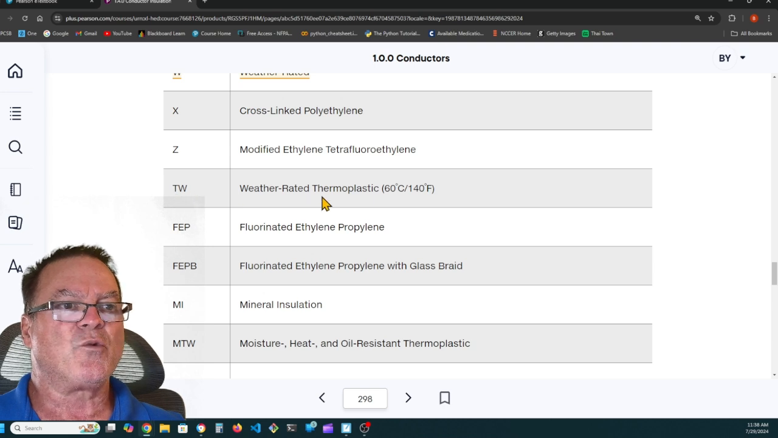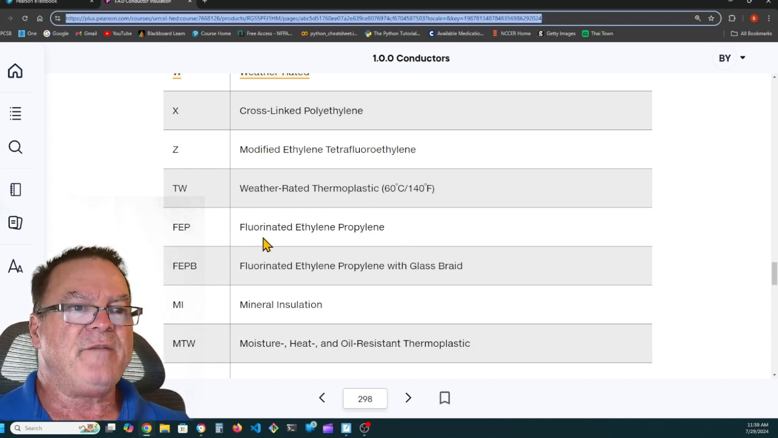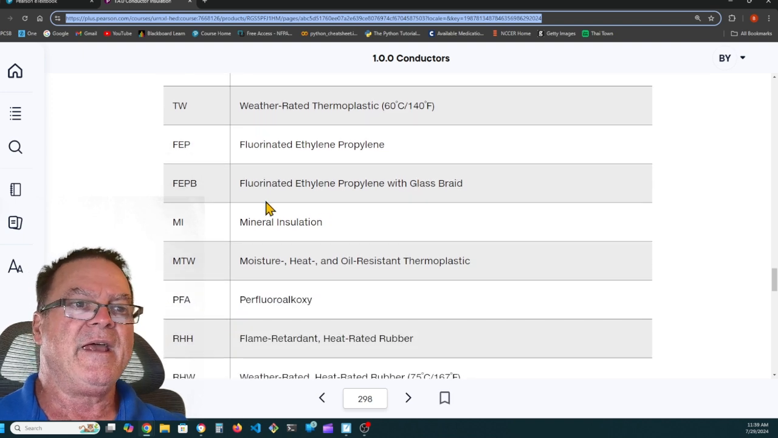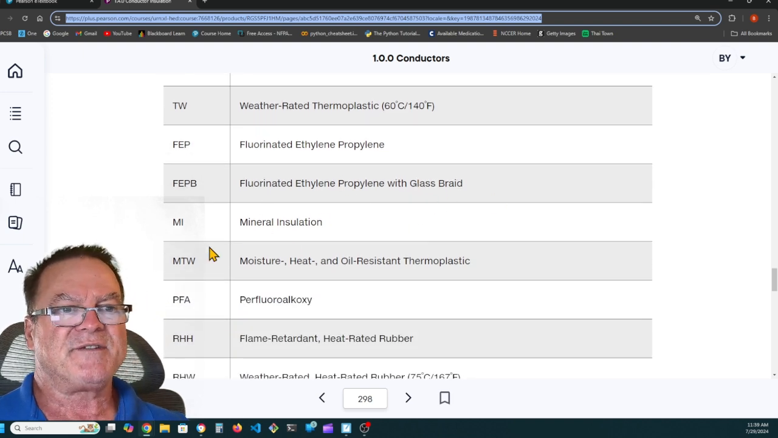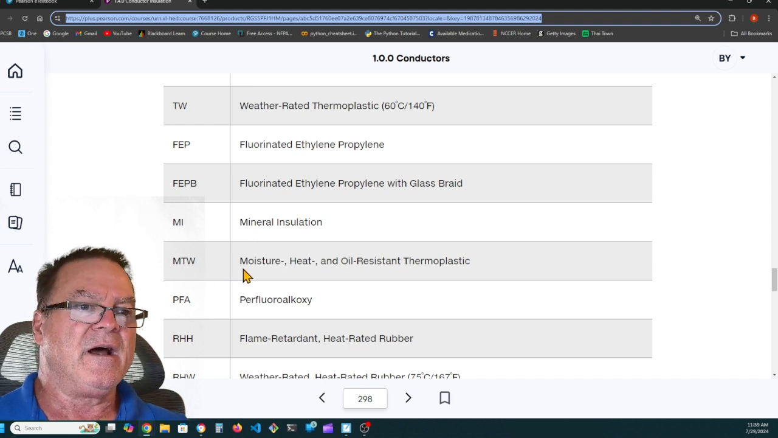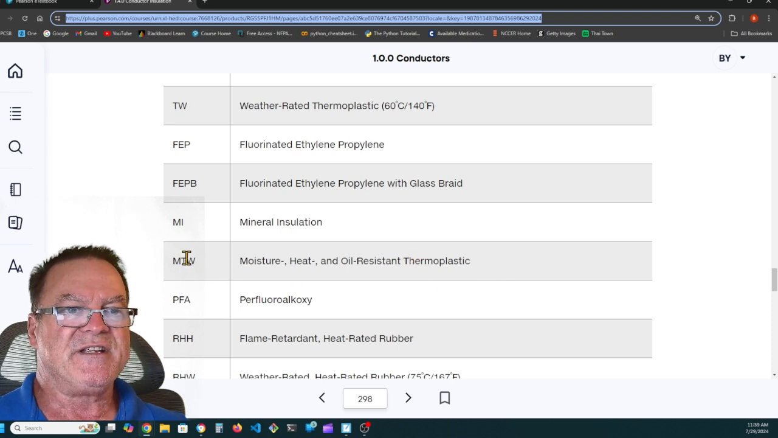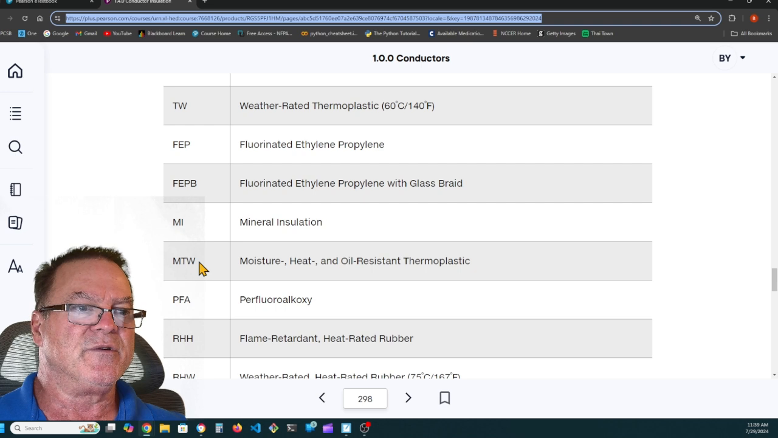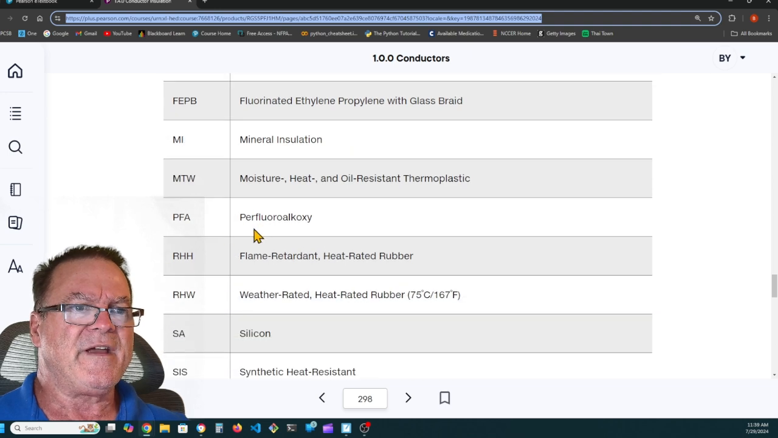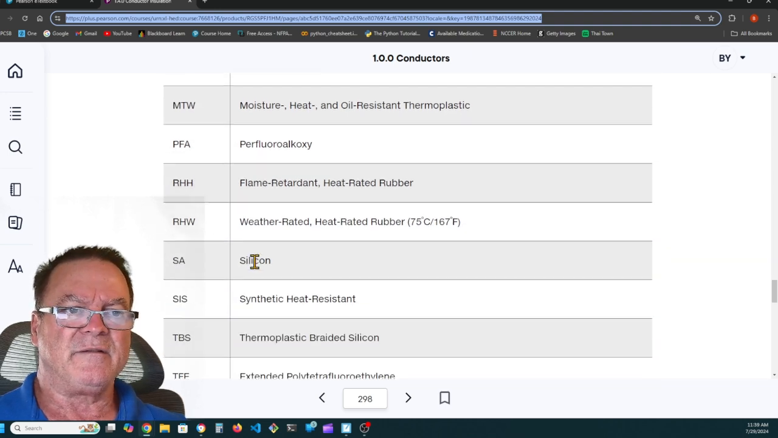TW is thermoplastic weather rated. W is weather rated. T is the thermoplastic. FEP is fluorinated ethylene propylene. FEPB has a glass braid. Mineral insulated, MI. Moisture, heat, and oil resistant thermoplastic. So the T is the thermoplastic. The W is actually the moisture. And the M is the heat, I think. MTW, mineral. PFA, I'm not going to read that.